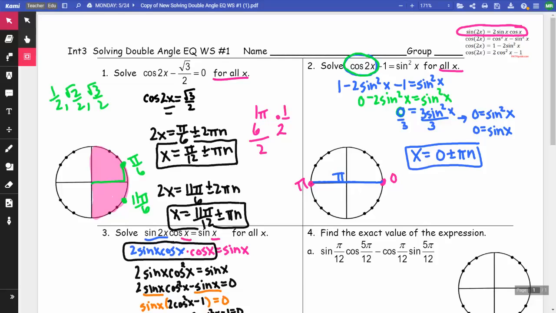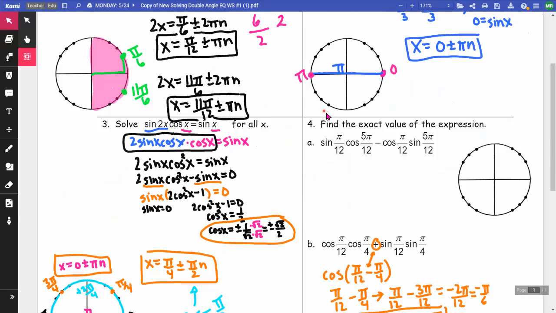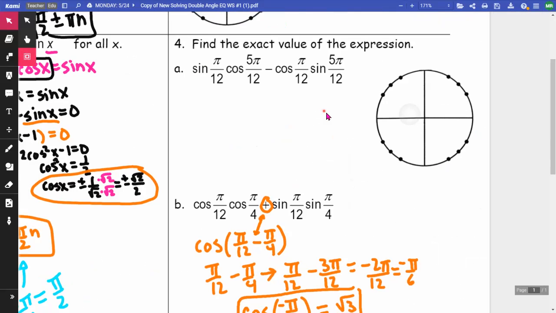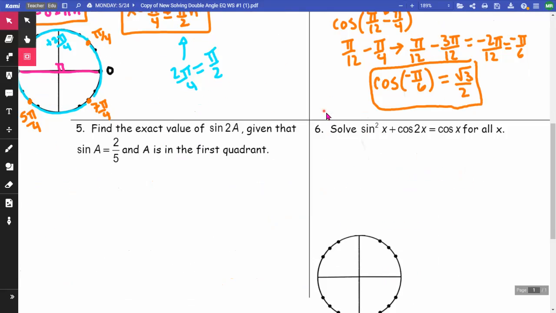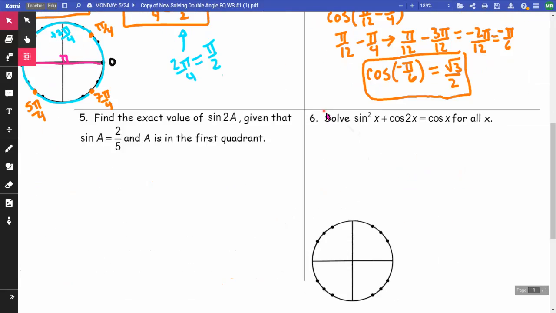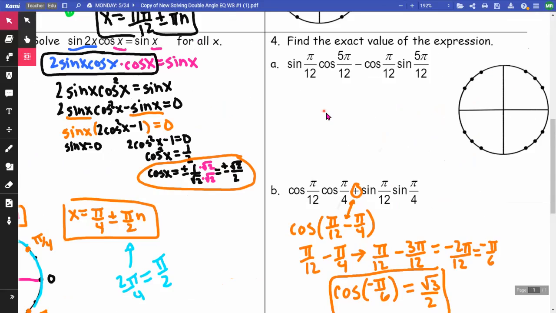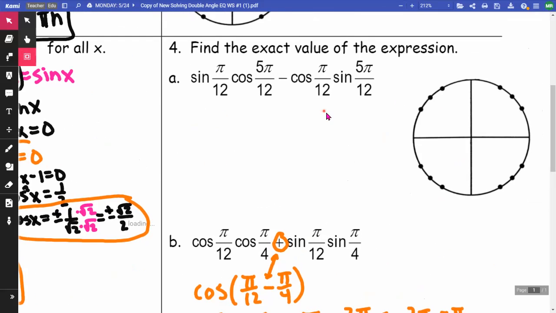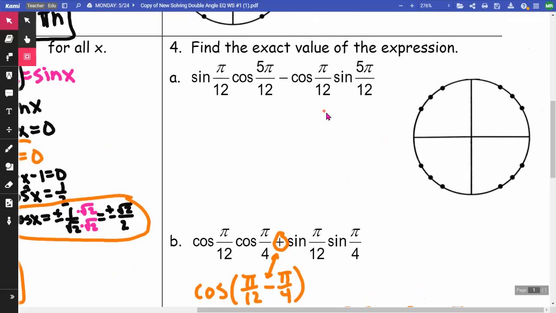So this video is on the classwork that we didn't get all the way through today, doing the last three problems. So this is the solving double angle equation worksheet, number one. I need to do 4A, I had already done B, and then 5 and 6. And then after the end, I'm going to go back and do the first problems for those of us who need a review on how to do them, or for those who maybe weren't here.